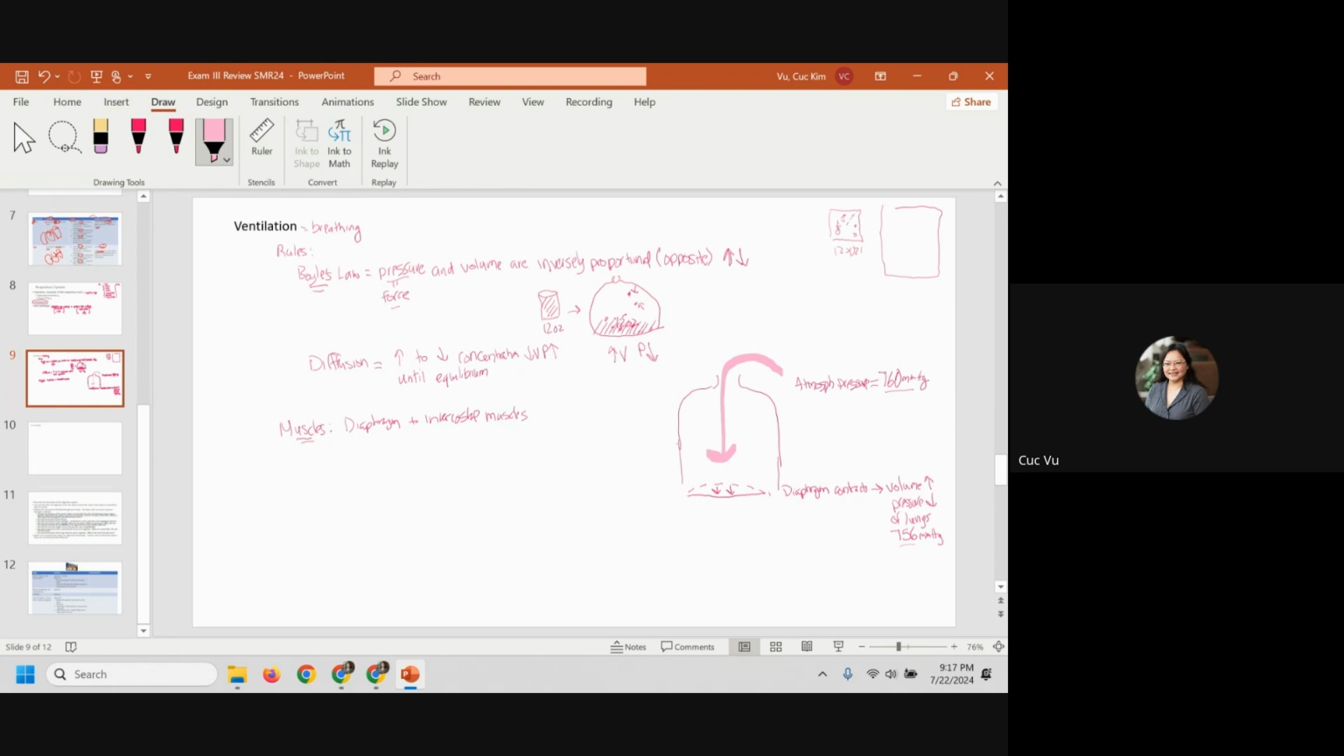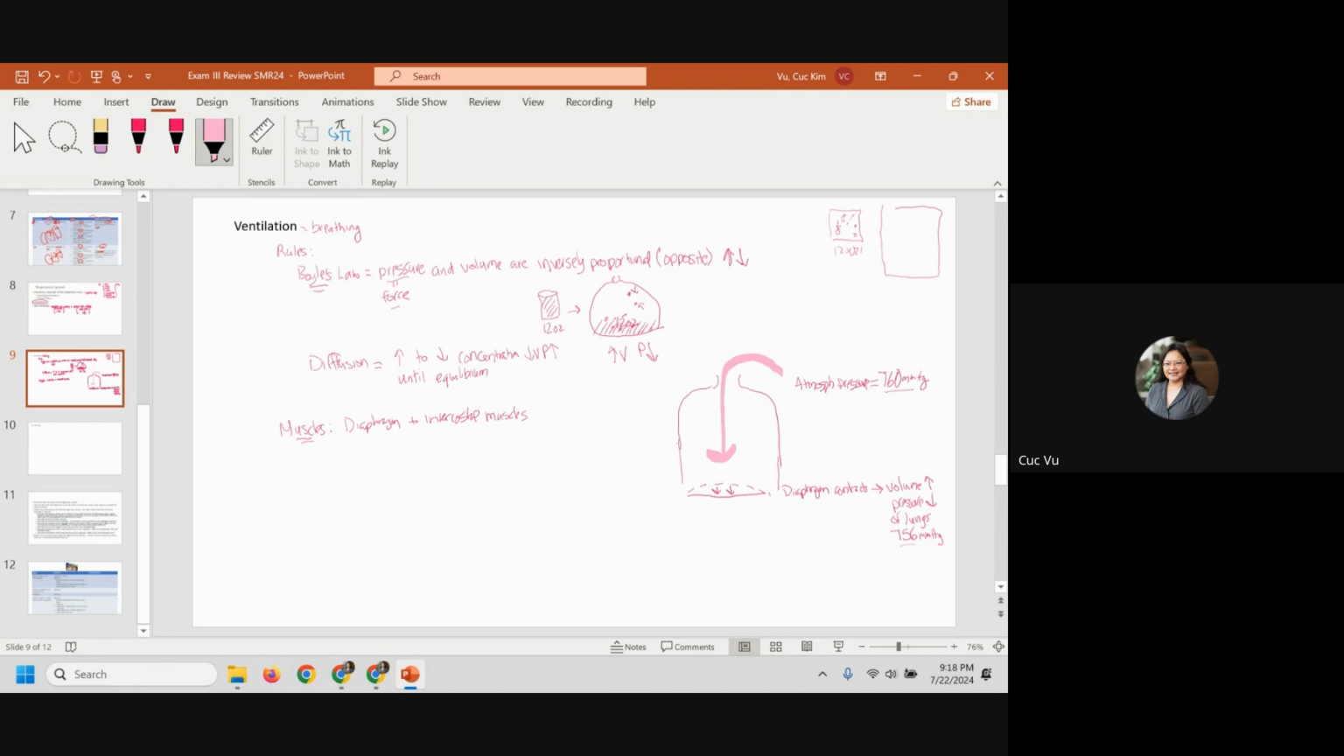Okay? So that's inspiration. A lot of people think that inspiration occurs when you breathe in and that causes your lung to expand. That's not what happens. Your lung expands first, which then changes the pressure, and then the air is sucked in. That's what inspiration is. A lot of us reverse it. We think that in order for inspiration to occur, the air moves in and that causes your lung to expand. Your lung expands first, and that's what causes the air to move in.